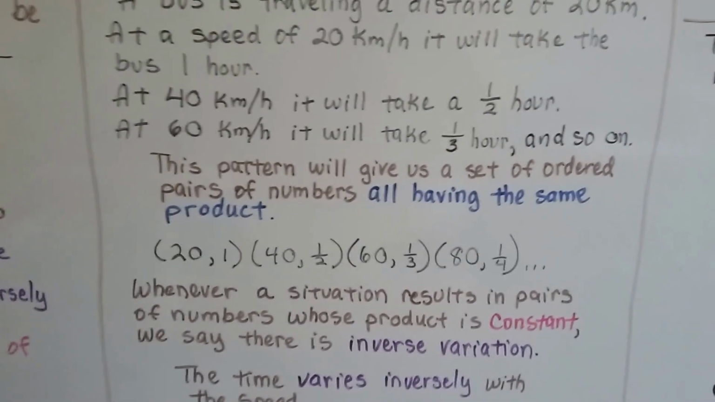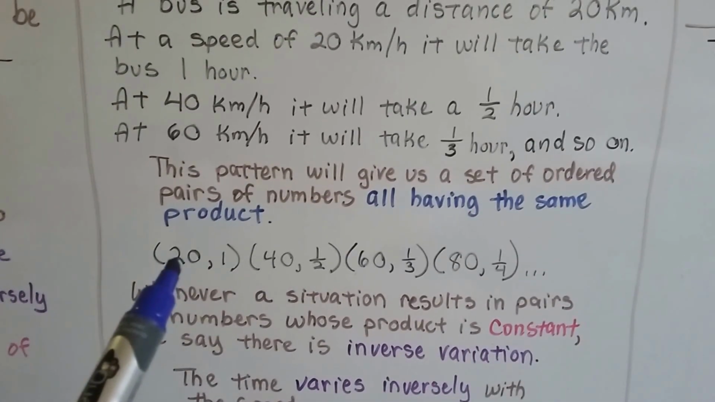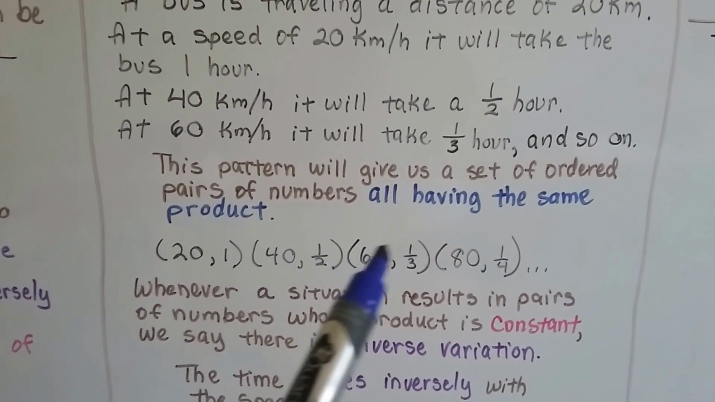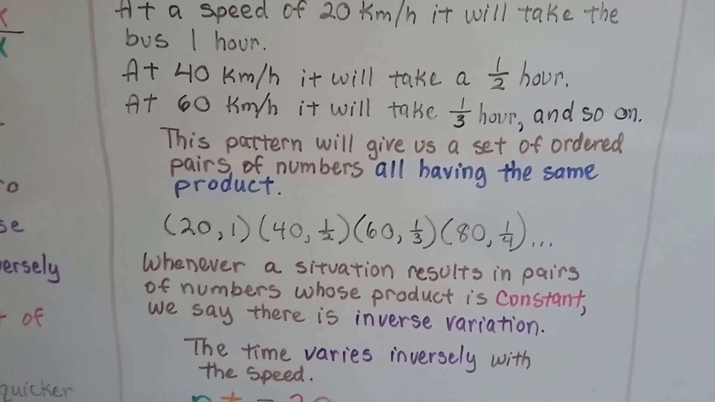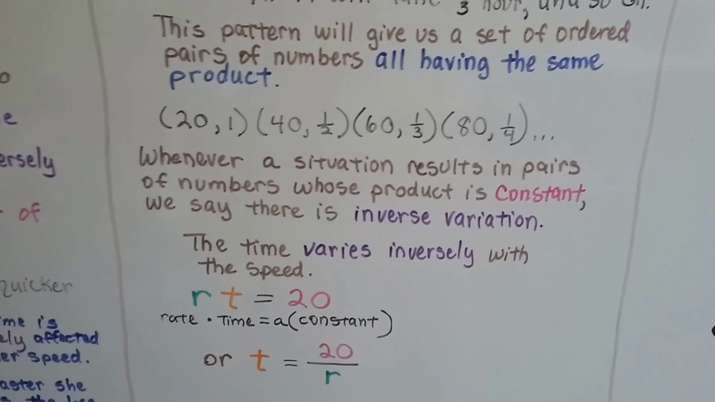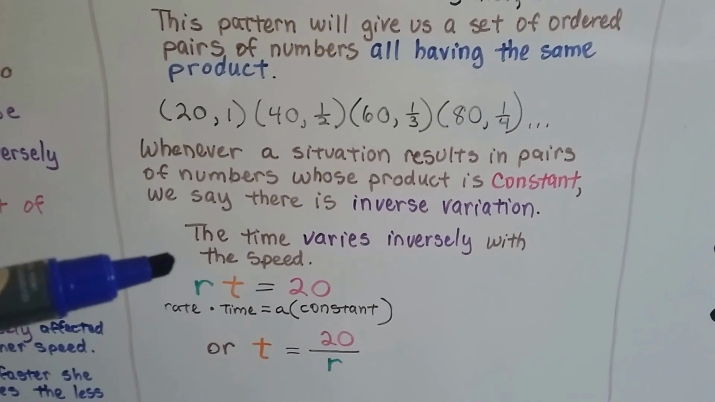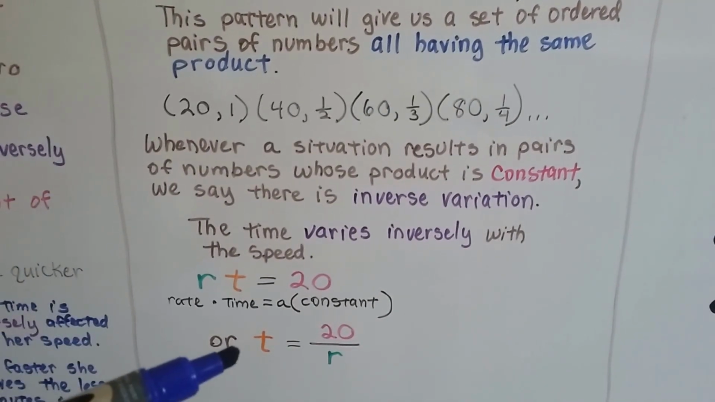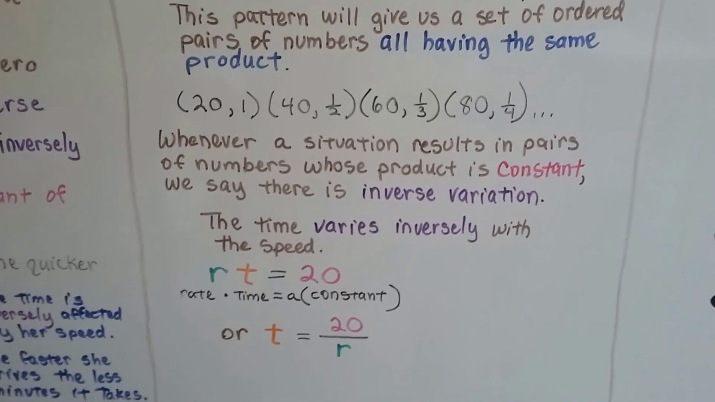Now this pattern will give us a set of ordered pairs of numbers, all having the same product. 20 times 1 is 20, 40 times a half is 20, 60 times 1/3 is 20, 80 times 1/4 is 20. See? They all have the same product. And whenever a situation results in pairs of numbers whose product is constant, we say there's an inverse variation. And the time varies inversely with the speed. So we've got the rate times the time is a constant. See? We've got t equals the quotient of 20 and r. See?